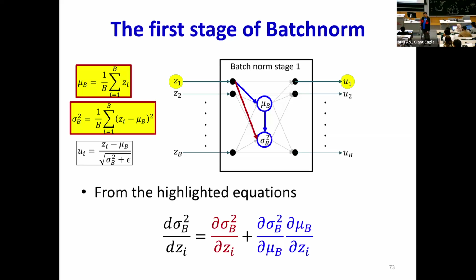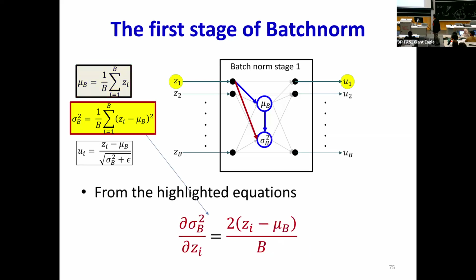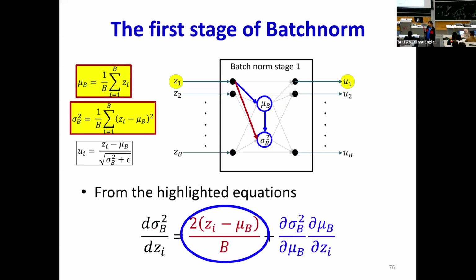Okay, so what is the first term? What is d sigma squared over dzi? Anyone? So again, that comes from this formula here. So what is d sigma squared over dzi? It's going to be 2 over b times z minus mu, right? Easy. That was so easy to plug in. And so that leaves me, let me put this here. Now let's look at this one. What is the derivative of sigma squared with respect to mu?